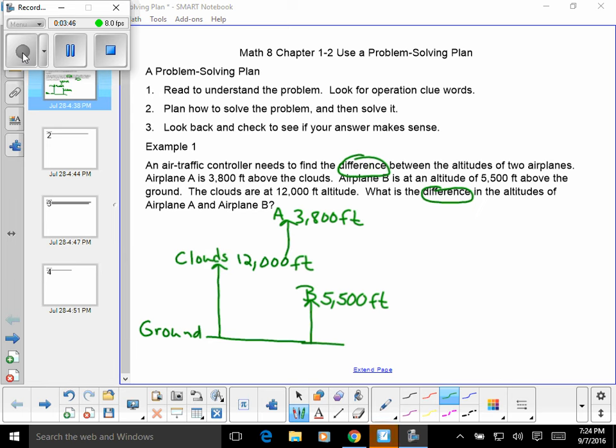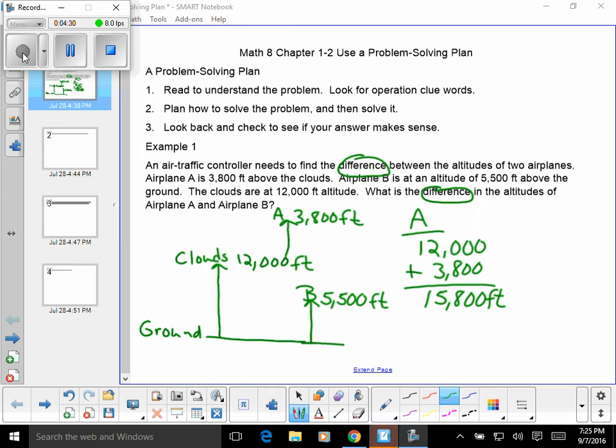In this particular problem, we are actually going to have to do 2 operations. We want to know the difference in the altitudes. When we talk about the altitude of an airplane, we are usually talking about above the ground. So we are going to have to calculate how far airplane A is above the ground. The altitude for airplane A is going to be 12,000 plus the 3,800. Now we know that airplane A is 15,800 feet above the ground.